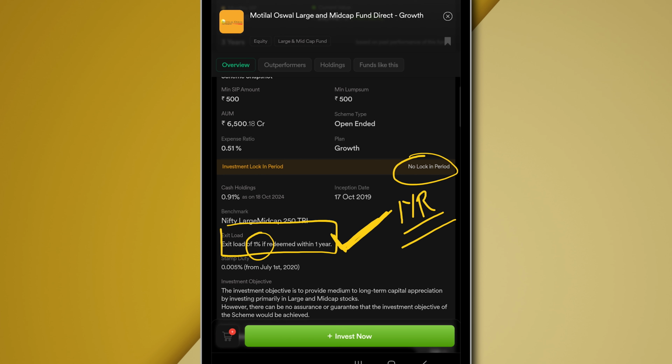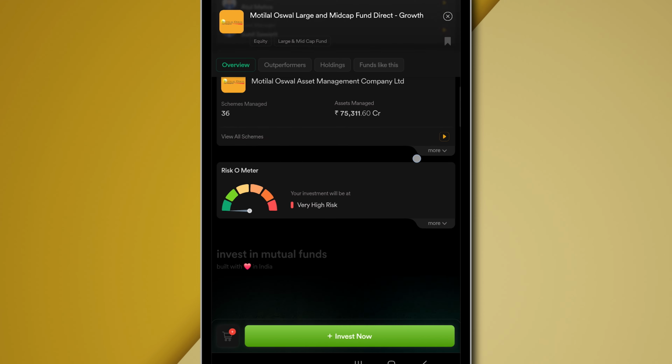A lot of them have an exit load at the 1 year mark. How the exit load would work in case of SIP and how redemptions work, of course, I have covered in other videos. You would like that.